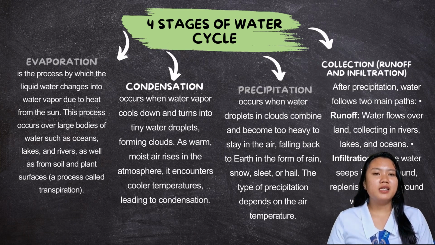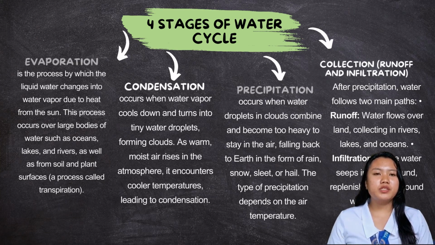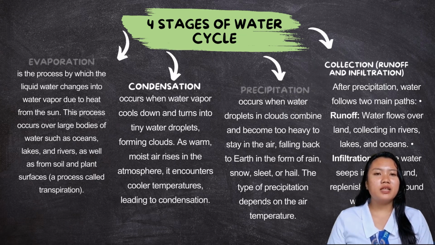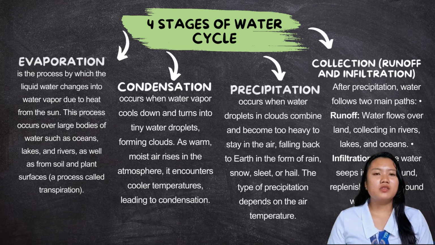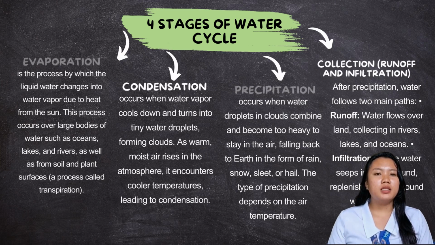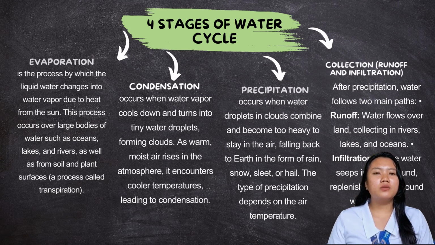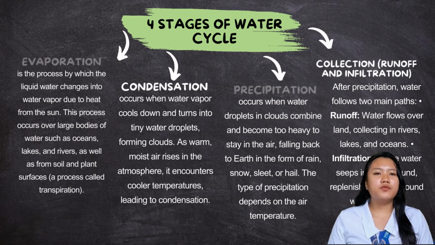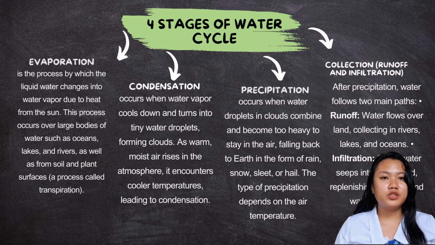So second is the condensation. Condensation occurs when water vapor cools down and turns into tiny water droplets, forming clouds. As warm, moist air rises in the atmosphere, it encounters cooler temperatures, leading to condensation. For example, if you take a cold bottle outside on a warm day, you will notice water droplets forming on the surface. This is condensation in action.